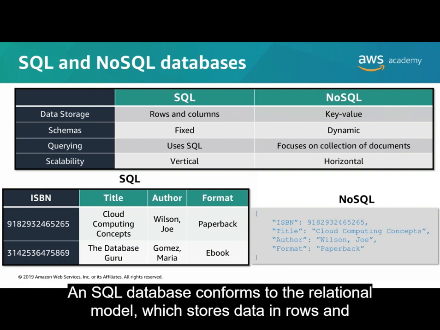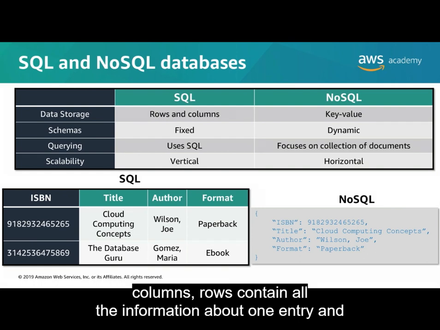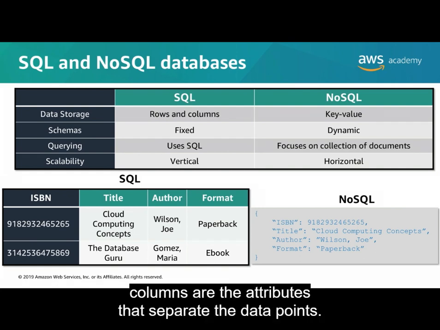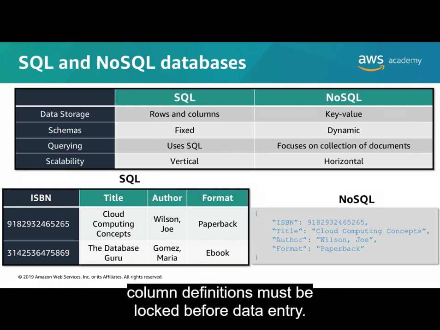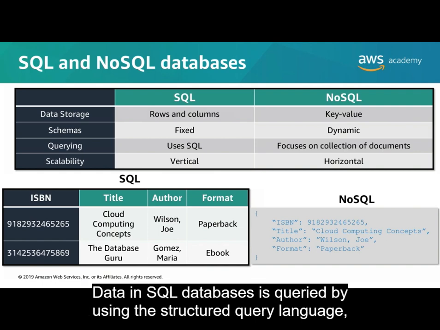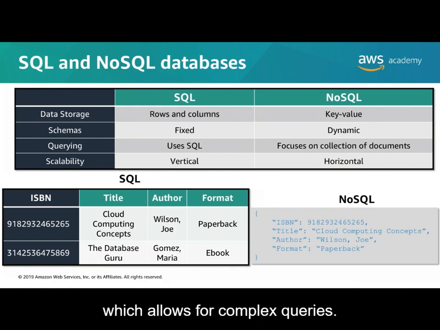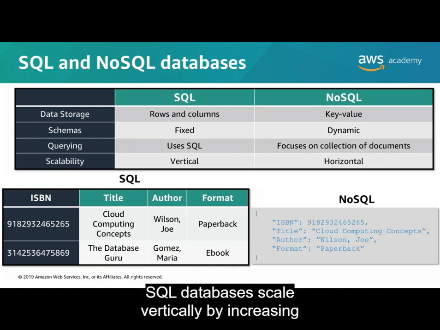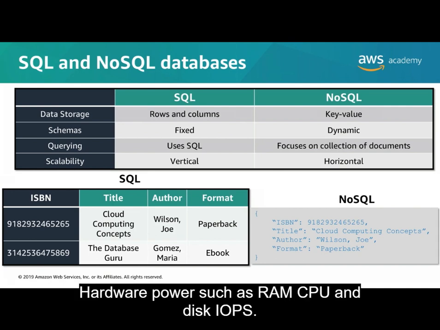An SQL database conforms to the relational model, which stores data in rows and columns. Rows contain all the information about one entry, and columns are the attributes that separate the data points. An SQL database schema is fixed. Column definitions must be locked before data entry. If you want to change a database schema, you must take an SQL database offline. Data in SQL databases is queried by using the structured query language, which allows for complex queries. SQL databases scale vertically by increasing hardware power, such as RAM, CPU, and disk IOPS.